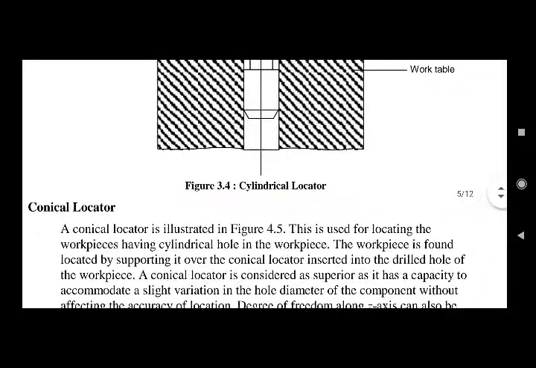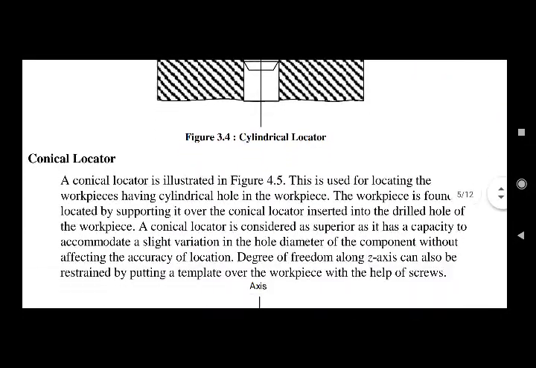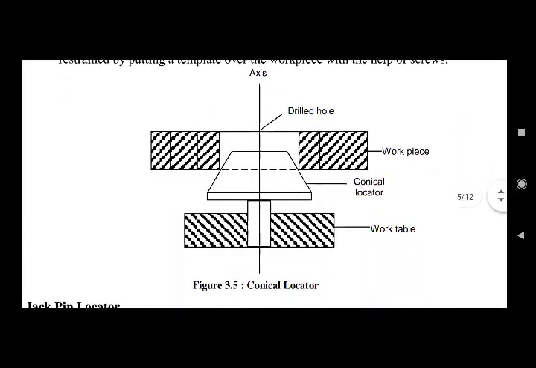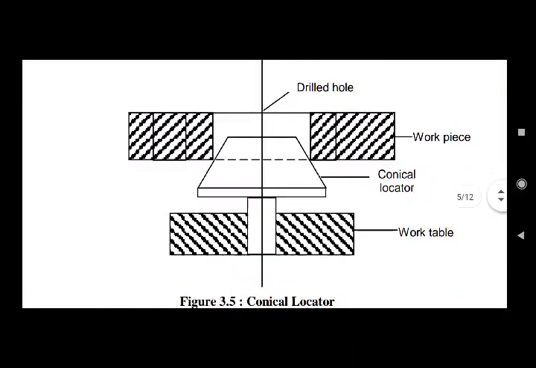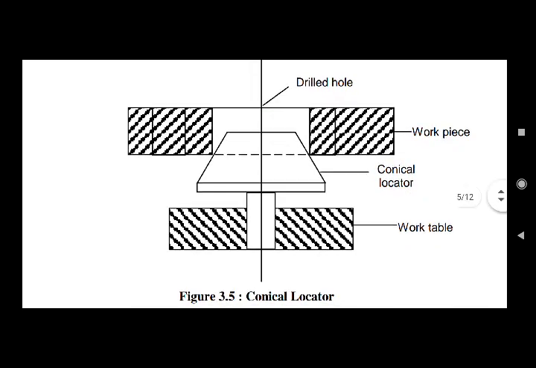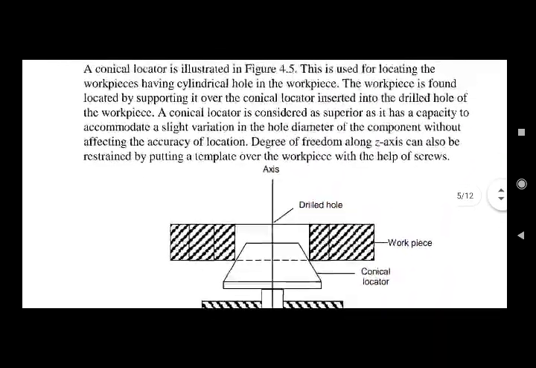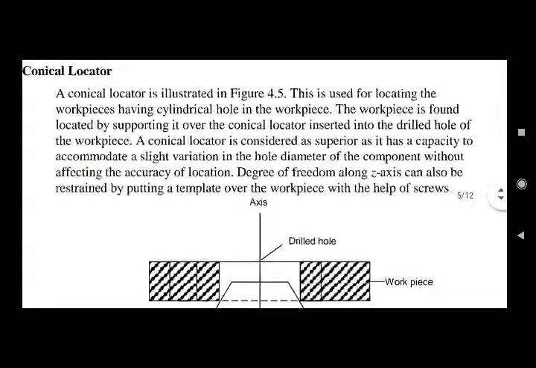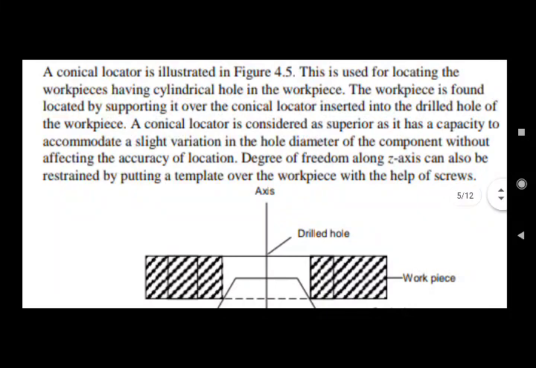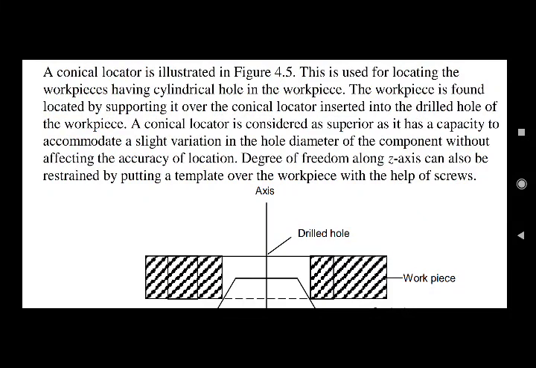Let's move ahead. Conical locators. A conical locator is illustrated over here. You can see the drilled hole that is going to be drilled. Then the workpiece, conical locator that is supporting, and the work table. A conical locator is used for locating workpieces having a cylindrical hole. The workpiece is located by supporting it over the conical locator inserted into the drilled hole of the workpiece.